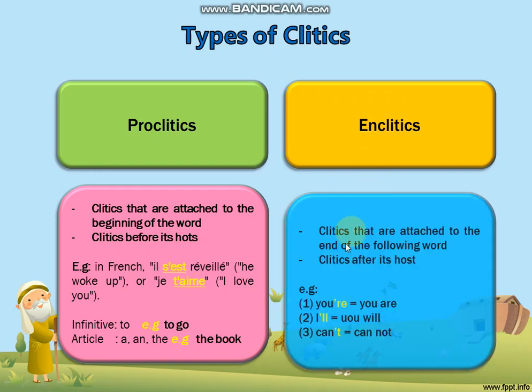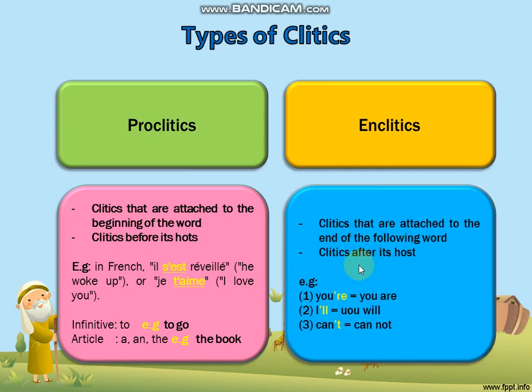Enclitics. Clitics after its host. You, host. Apostrophe re, clitic. You are. Actually, it is you are. I, host. Apostrophe double l, clitic. Actually, it is I will. Sorry, this is a mistype. Can, host. Apostrophe t, clitic. Cannot. Okay.